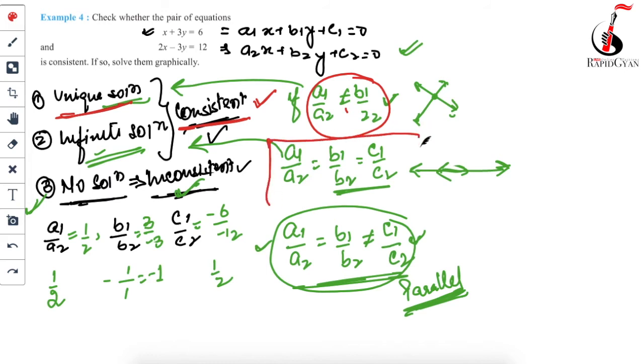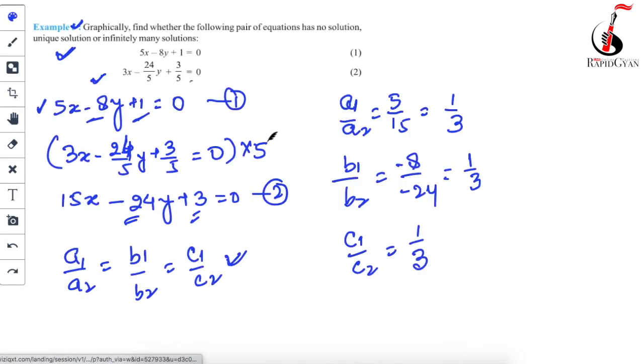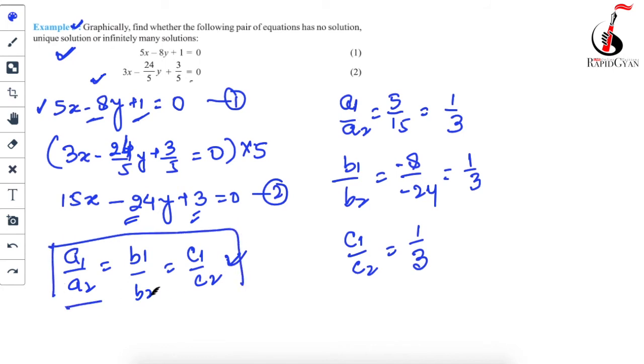This is the case when a1 upon a2 is equal to b1 upon b2 is equal to c1 upon c2, which means this is the case of infinite solution, and infinite solution means both the lines will coincide with each other like this, correct? So here we can see this is the case, both the lines are going to coincide with each other, but how will we solve it? We will have to solve it graphically, so we will have to draw the graph, simple. Okay, so let's draw the graph.